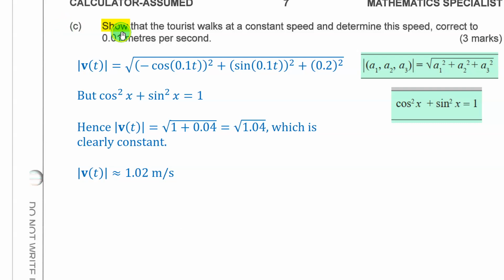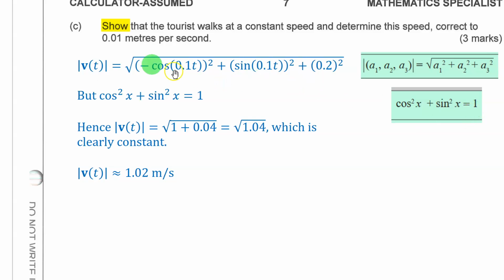Next part of the question, show. So we've got to show here that the torus is moving at a constant speed, and determine the speed again to the nearest 0.01 meter per second. So on the formula sheet, if you forgot how to find the magnitude, the speed is obviously the magnitude of the velocity vector. That's on the formula sheet, as is cos squared plus sine squared is 1, which we're going to use.